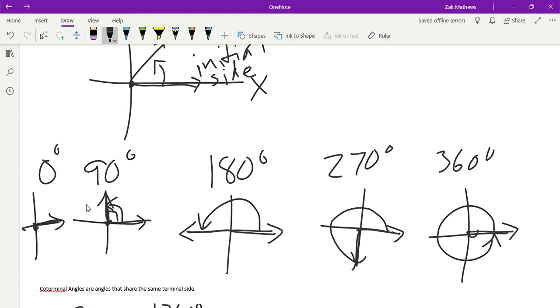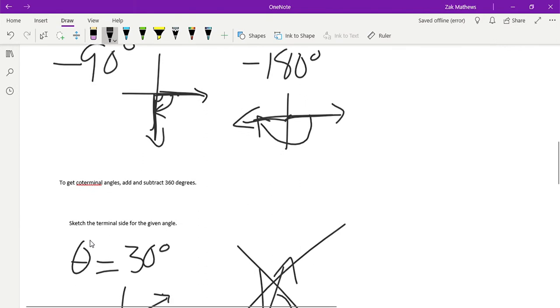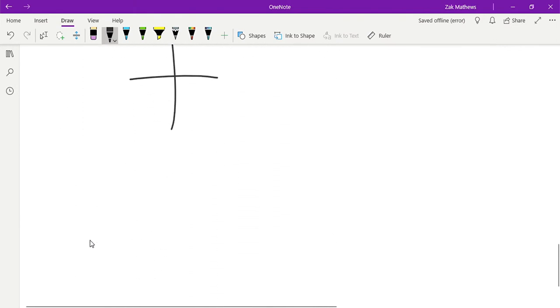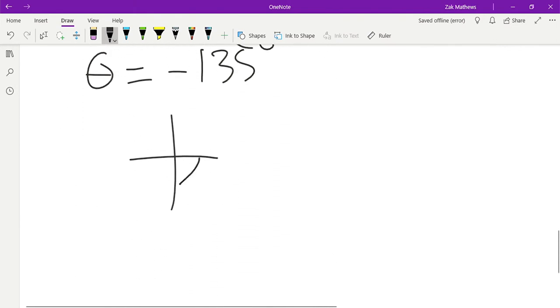However, it was a negative 135, so that means rather than traveling in the counterclockwise direction, I'm going to be traveling in the clockwise direction. Puts it just down here in the third quadrant. We would have traveled negative 90 to get to here, and then we're going halfway through the quadrant, so it's splitting that quadrant in half. That would be our angle, the negative 135.